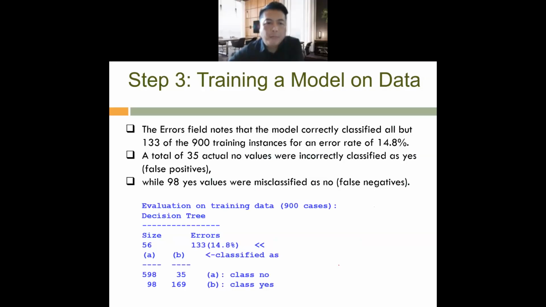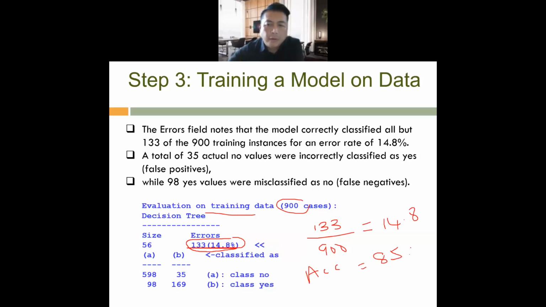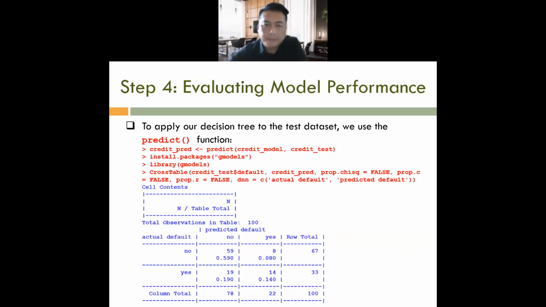So how do we perform the evaluation? So we will look at the error here. Okay. For the training one, we have 900 cases and we have 133 cases which are not correctly classified. So this is your error, which is 14.8. So your accuracy will be 85.2. Okay. So how do we improve the performance of this decision tree?